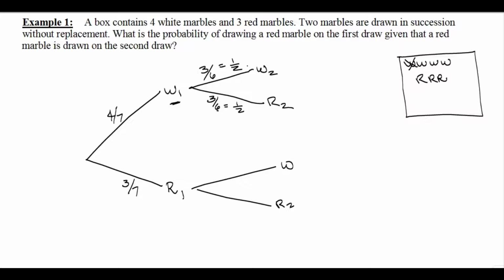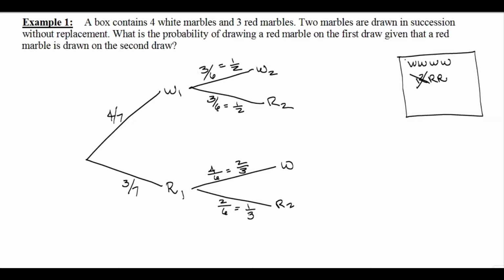Now, what if we get a red marble on the first draw? Now this white marble is back in the box, but one of the red ones is gone. So now we have 6 marbles. 4 are white, which will give me 4 sixths, or 2 thirds, and 2 are red, so 2 sixths, or 1 third.